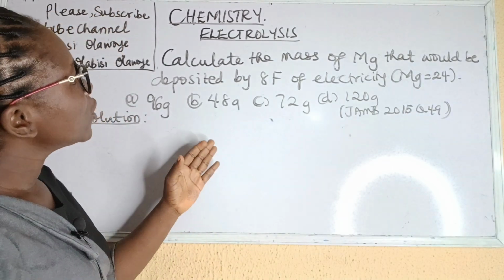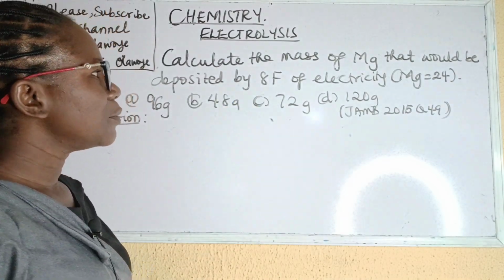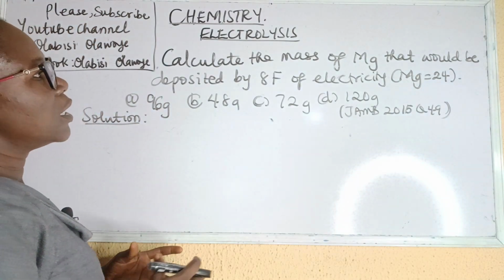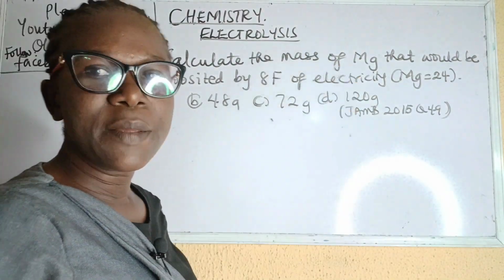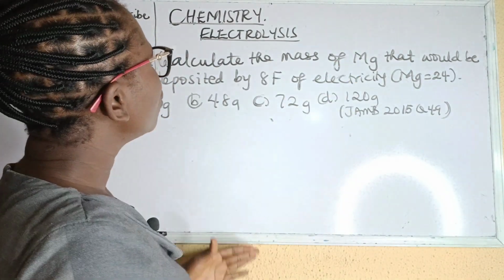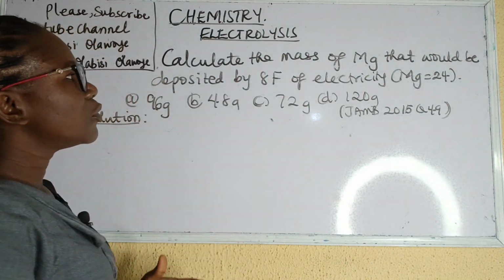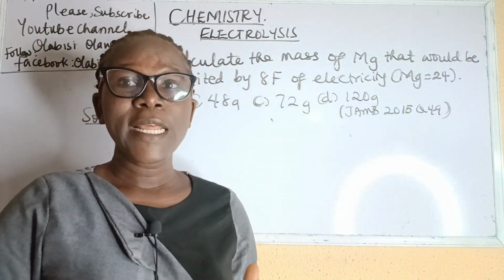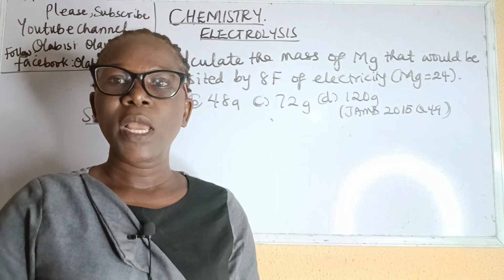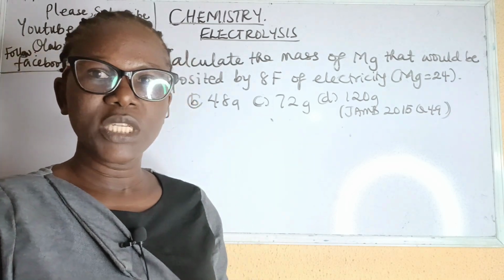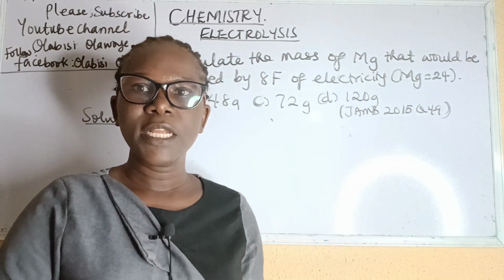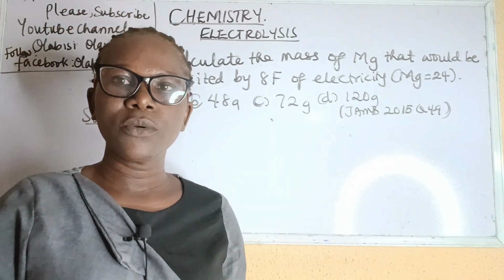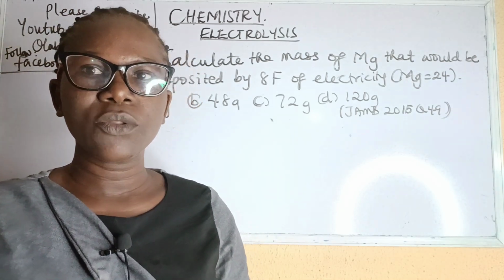If you are given a question involving calculation of mass deposited by a certain quantity of electricity, the first thing is to consider the element itself. Now, in this question, you have to calculate the mass of magnesium that will be deposited by 8 Faradays of electricity. It is normally known that in electrolysis, a direct current is attached to the electrodes, which electricity passes through them, and then they bring about the movement of ions, and those ions move to the anode and cathode respectively.